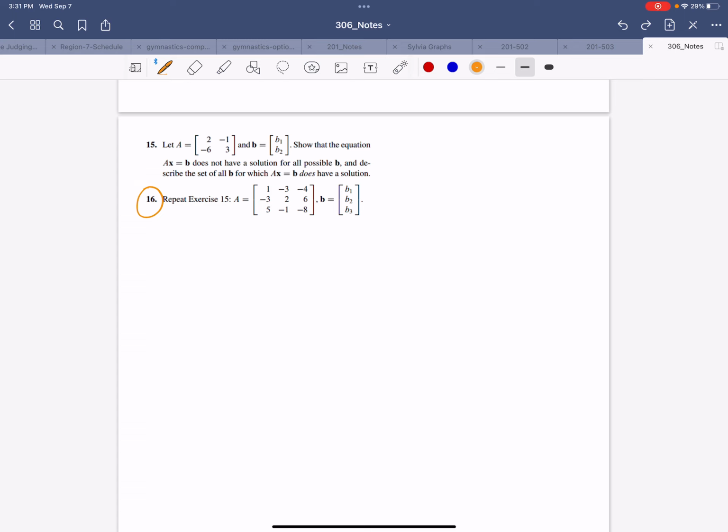Okay? Now note that if we just wanted to see whether the column vectors of A spanned R3, all we would do is row reduce the matrix and see whether there was a pivot in each row. If there were, then it would span R3. If not, then it wouldn't. But they're asking for the solution set, so that requires a little bit more work.